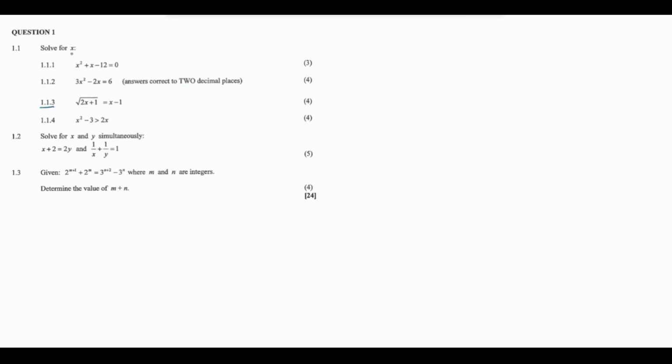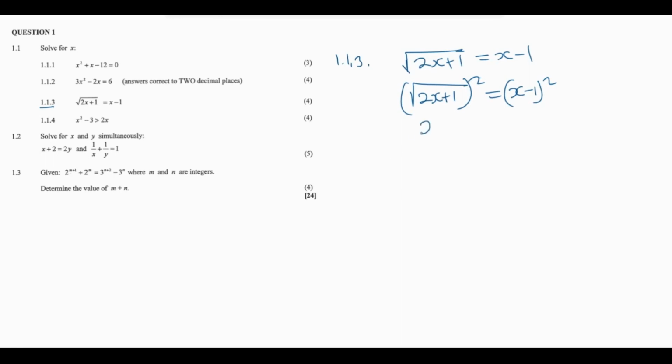Question 113. Let's solve for x. This is a third equation. We have to isolate the square root first. So it's already isolated. That's a good thing. And then what do we do after that? Square both sides. 2x plus 1 squared is equal to x minus 1 squared. Then square root and the square, they cancel each other. We remain with 2x plus 1 is equal to x minus 1 squared.